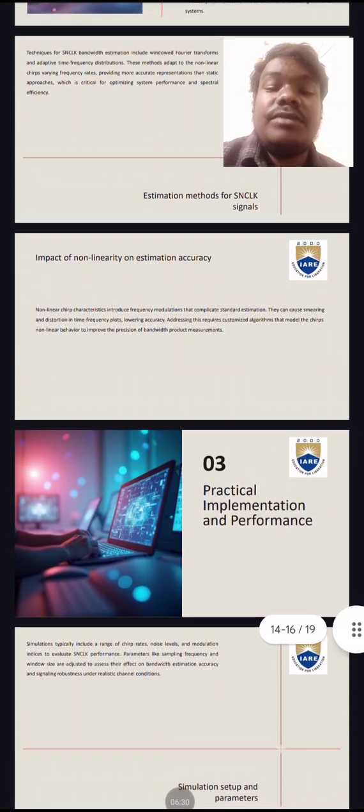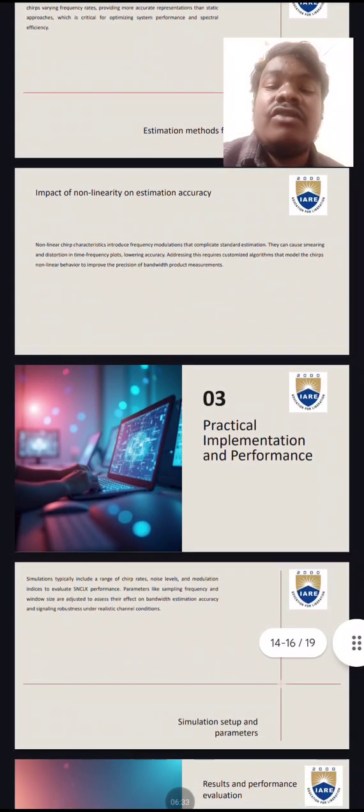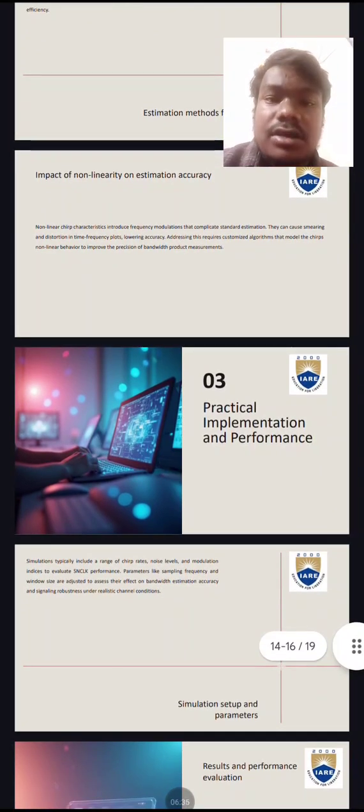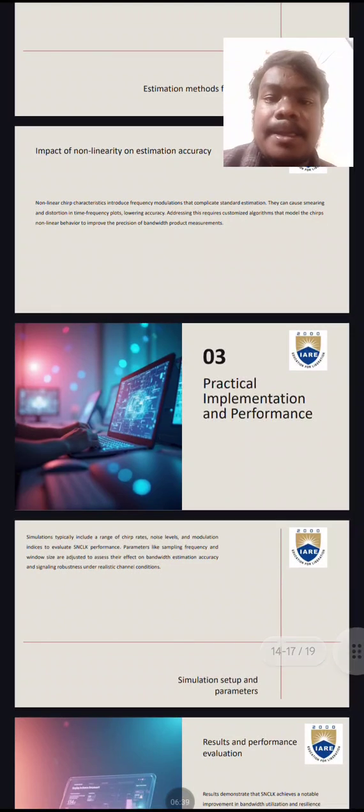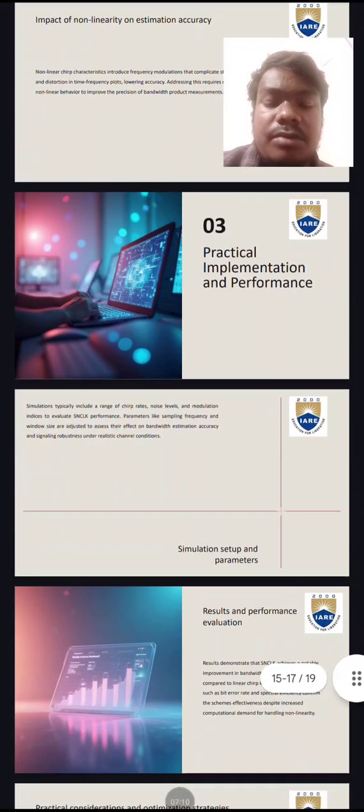Impact of estimation methods on SNCLK signals. Impact of non-linearity on estimation accuracy. Non-linear chirp characteristics introduce frequency modulation that complicates standard estimation, which can cause smearing and distortion in time frequency plots, lowering accuracy. Addressing this requires customized algorithms that model the chirp's non-linear behavior to improve precise bandwidth product measurements.